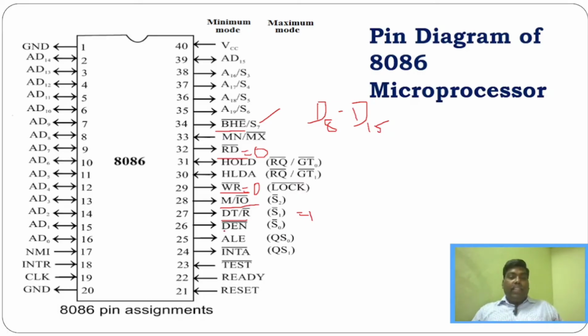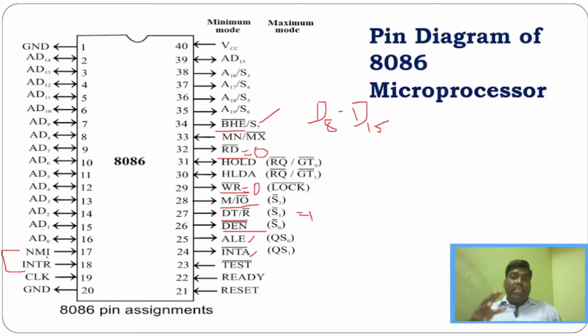And whether the data is there or not before transfer, that is the data enable pin, DEN, which tells you whether there is data or not. I already explained what ALE is. I'll come to this INTA pin, but before that we have to see these two interrupts. These two interrupts are non-maskable interrupts. NMI is nothing but non-maskable interrupt.